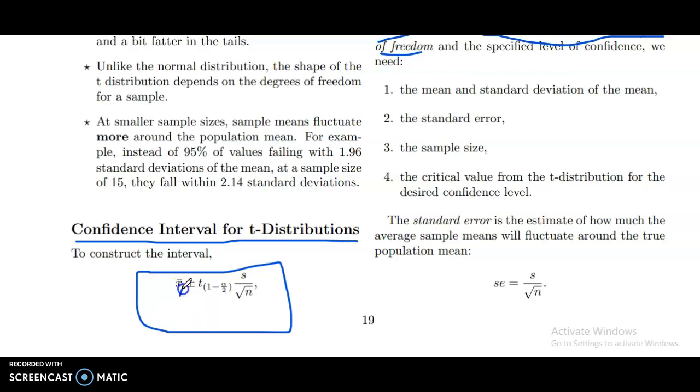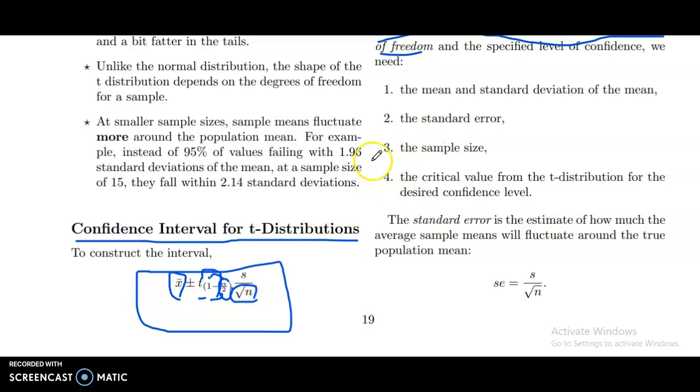To construct this interval, first we take x bar, then plus or minus t of 1 minus alpha by 2. We have to put alpha, divide it by 2, then subtract the result from 1, and whatever value we get, we look up from t. After getting this value, we multiply it with s divided by root n.